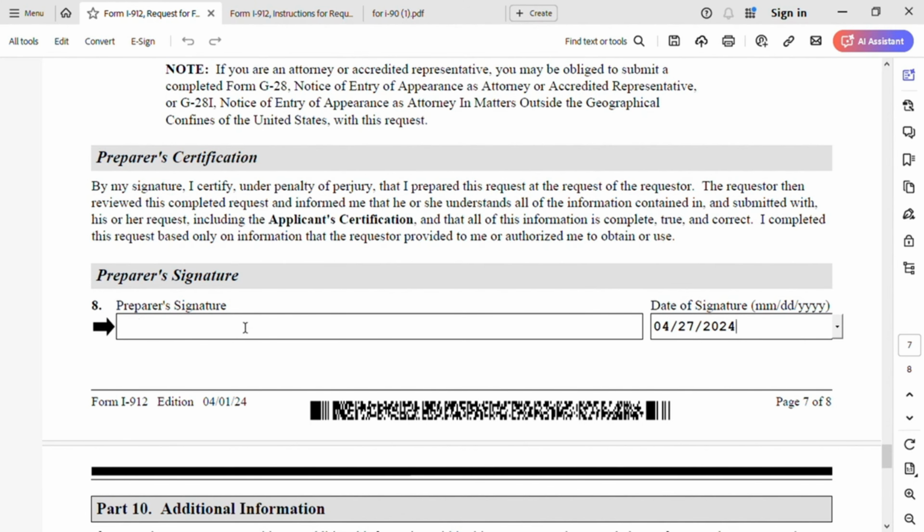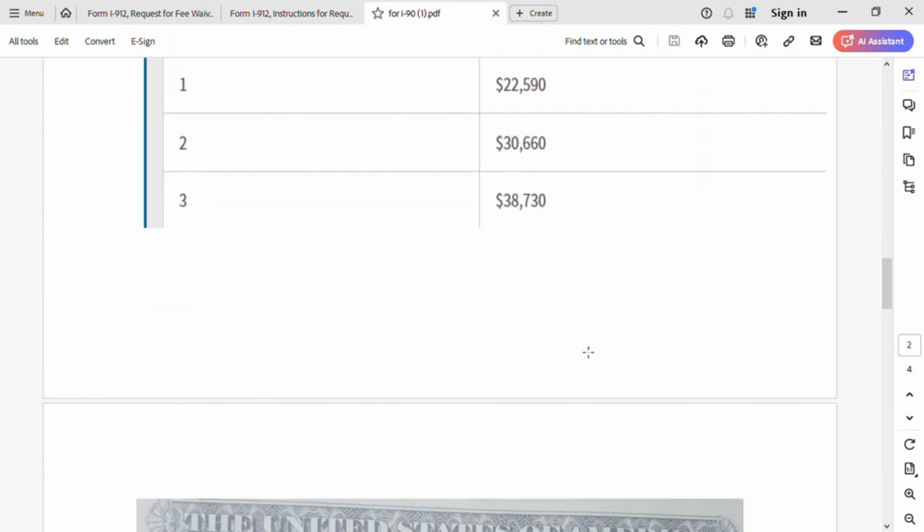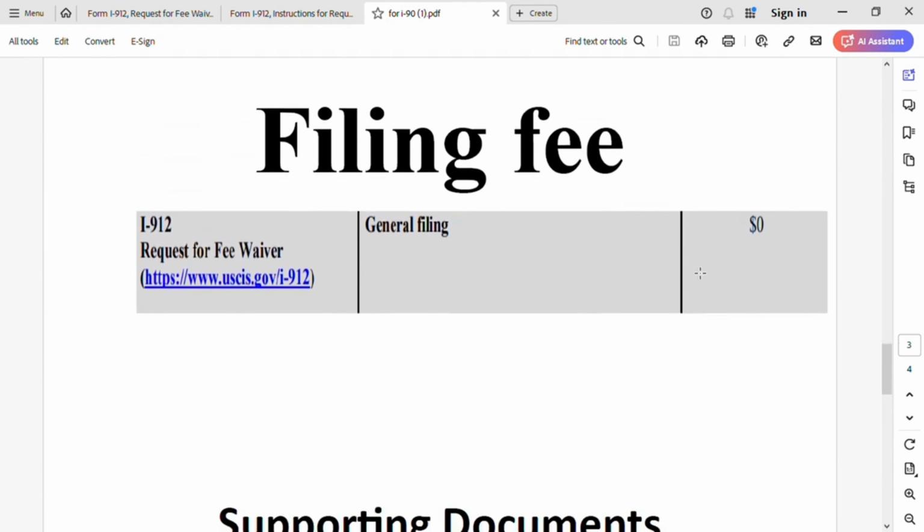And once I print it, I will sign it as the preparer. Do not initial it or print your name. So now we have filled out this form. Now we're going to go to the next one, which is the filing fee. The filing fee is $0 because you are requesting a fee waiver for an application. So you do not pay any fee with this form. I-912 is free when you're requesting a fee waiver with an eligible form.